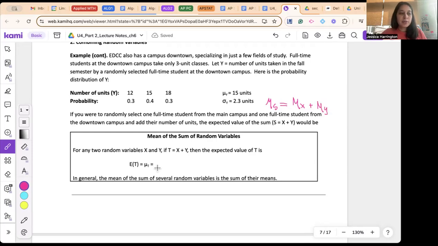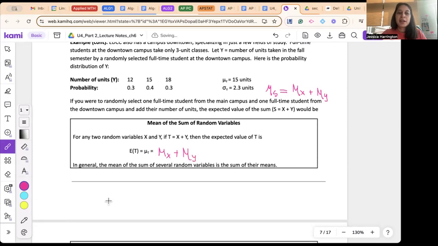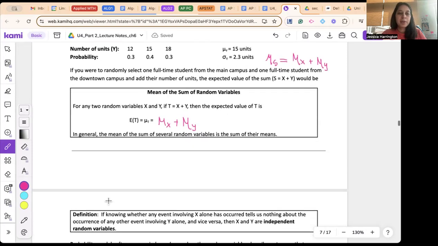And that's what goes here too. Oh, maybe that's why there's no space. You're supposed to write it here. Mu x plus mu y. Okay. So you have to combine the means, just add them. In general, the mean of the sum of several random variables is the sum of their means. It's the sum. Easy enough. Okay.